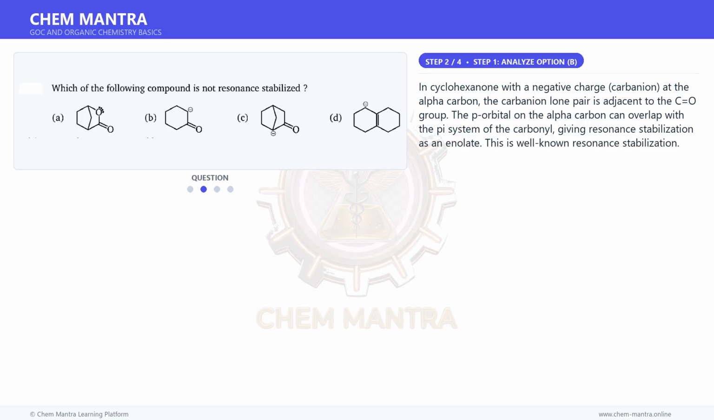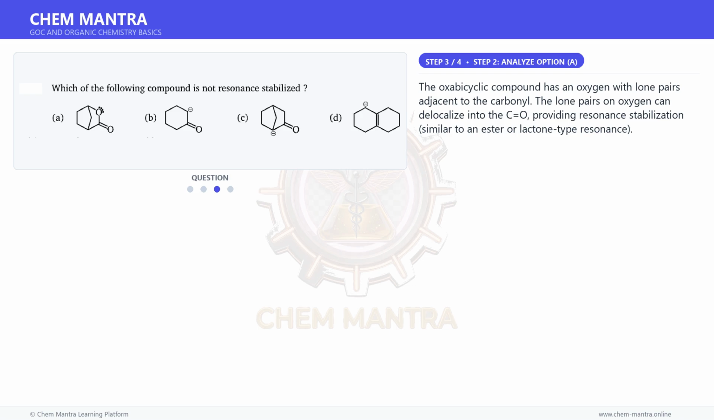Moving on to the next step. In cyclohexanone with a negative charge, a carbanion, at the alpha carbon, the carbanion lone pair is adjacent to the C=O group. The p orbital on the alpha carbon can overlap with the pi system of the carbonyl, giving resonance stabilization as an enolate. This is well-known resonance stabilization.